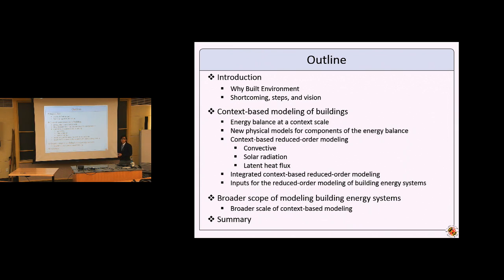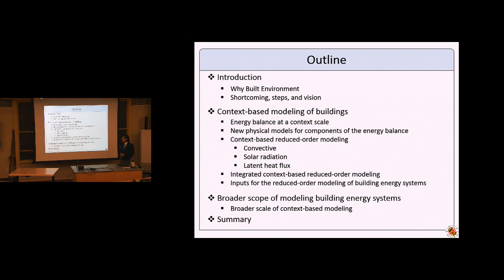And the main part of my presentation will be about context-based modeling of the buildings. There are a couple of aspects I would like to emphasize here. First, I would like to start from the energy balance at the context scale, because we all know what the energy balance or the heat transfer rates are when we are looking at individual systems, but how does that happen at the context level? Then I'll look at the new physical models. Let's say we are modeling the context. Do we have enough resources for the physical models or not? If we don't, what do we need to do?